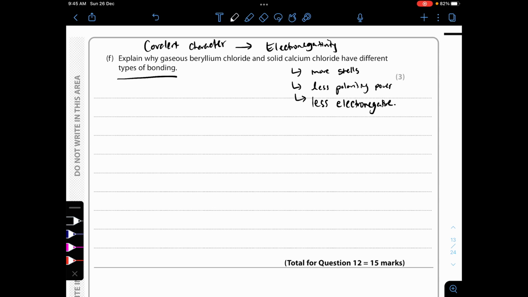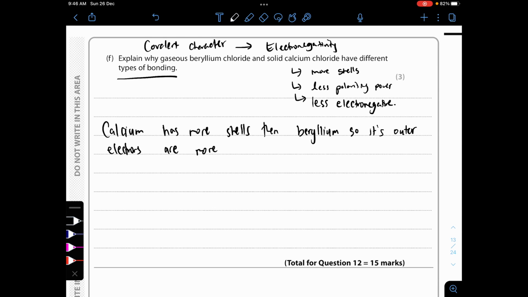So we can start off by saying calcium has more shells than beryllium. Because it has more shells, the outer electron is easily removed. So its outer electrons are more easily removed than beryllium.